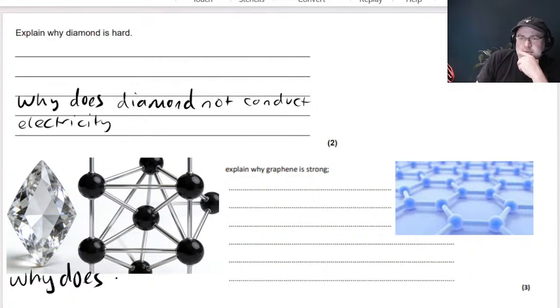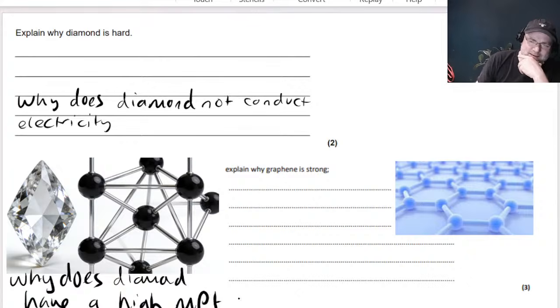So why does diamond have a high MPT, guys? Melting point. And these could all be 3 or 4 markers individually. It just depends on question to question. Let me deal with this idiot while you have a go at that. Why is diamond hard? And that's the same answer, by the way. Diamond being hard is the same answer as why it has a higher melting point.